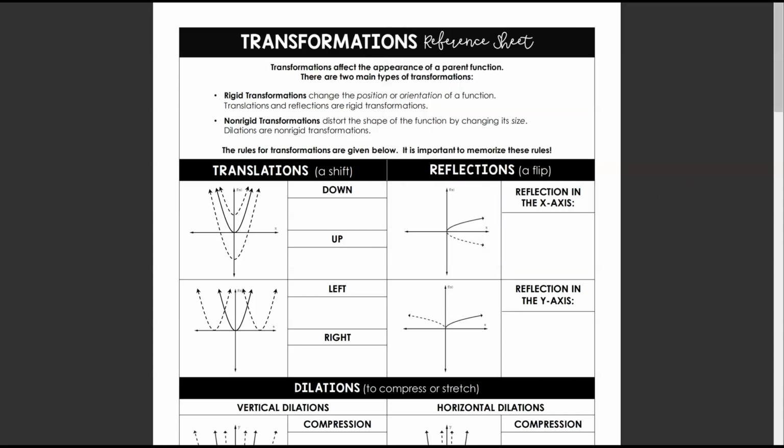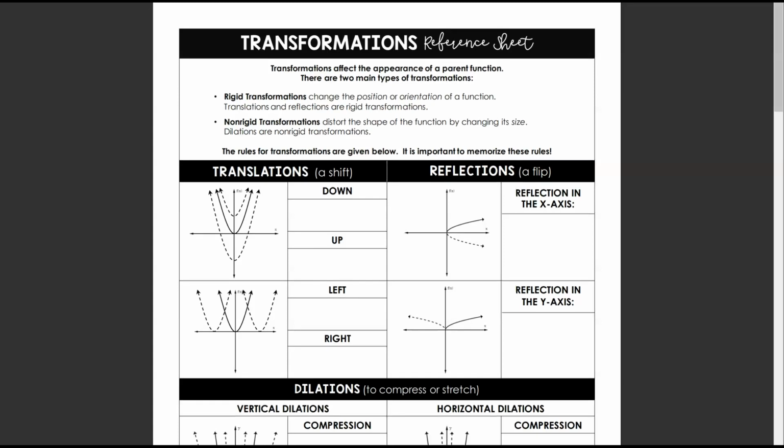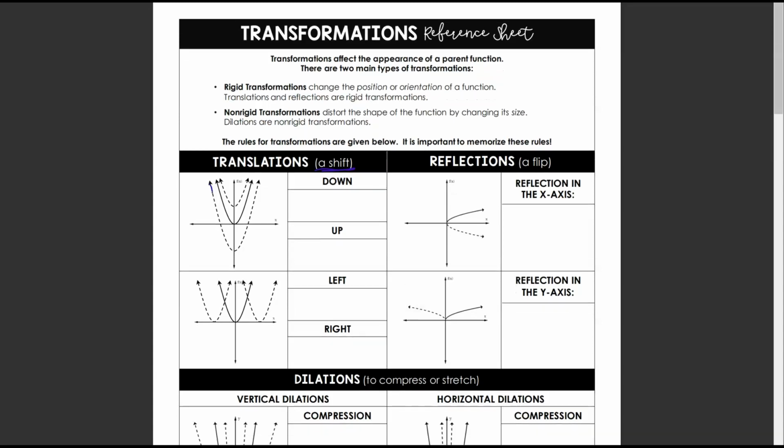So let's take a look at the translations, or what we call a shift here. In this particular case, we are looking at a downward shift. So that means that we're going from that parent function and we're turning into this second function here. We're going to call that parent function f of x, and then we're going to do f of x minus k. So we're basically subtracting that k value from there.